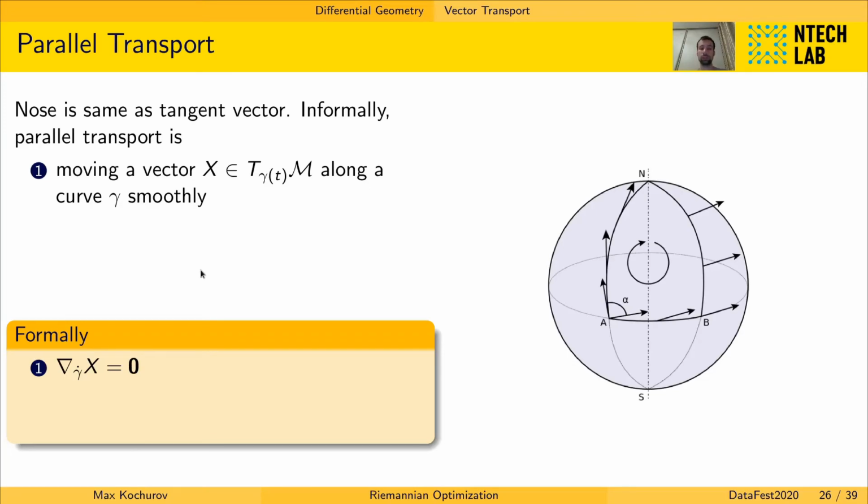So let's talk about parallel transport itself. Your nose is the same as tangent vector. It points somewhere. Informally, parallel transport is the way to move a vector along the curve smoothly. Formally, it is written as differential of a vector in some direction at the point, and this differential should be 0, so the vector doesn't change.